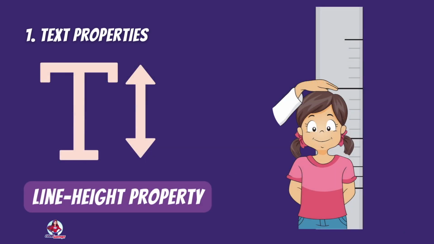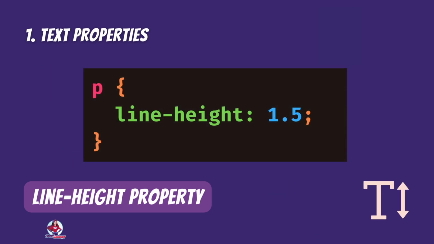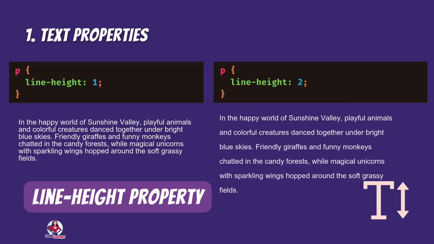Finally, we have line height. This controls the spacing between lines of text, just like adjusting the spacing between lines in Microsoft Word. We can use different units like numbers, percentages, or pixels.